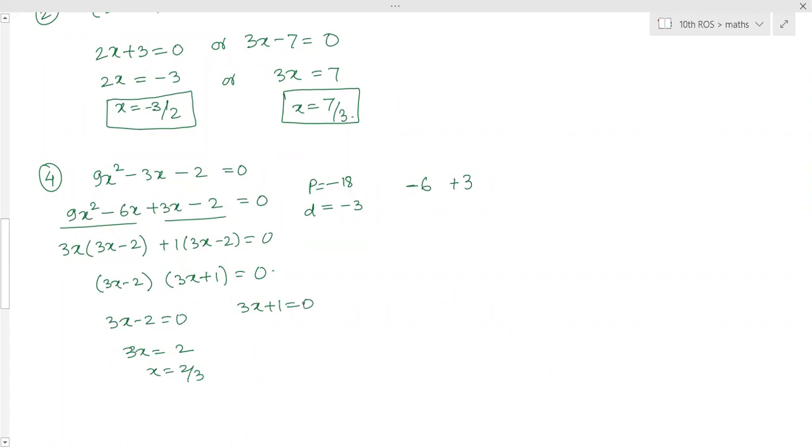3x plus 1 is equal to 0. 3x is equal to minus 1. x is equal to minus 1 by 3.